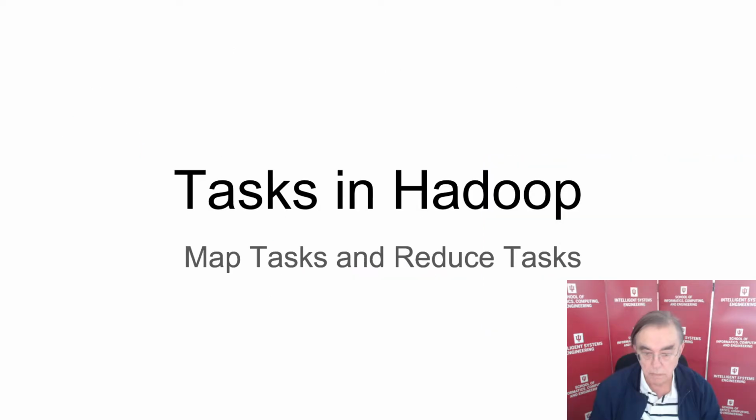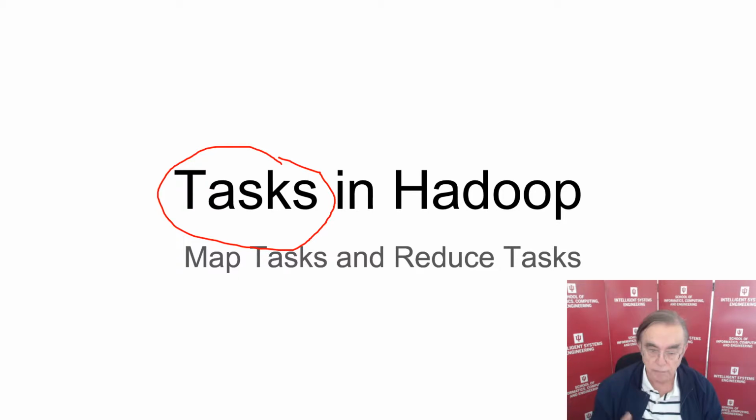So let's get started. We're looking at tasks in Hadoop, and the tasks are just the individual processes running, often one process per core, sometimes more, because you might have I/O delays. It all depends on the application, and we have map tasks and reduce tasks, and each of those is managed separately.